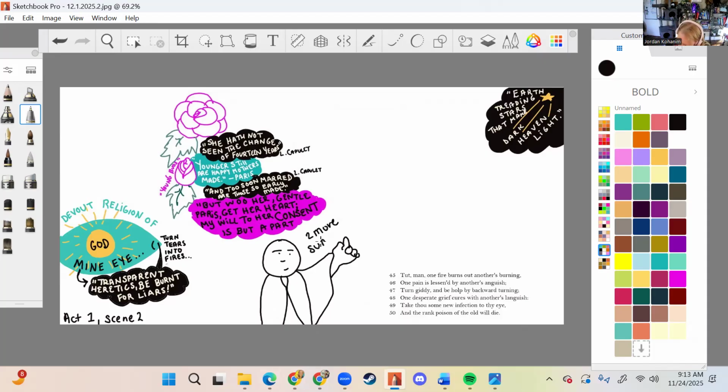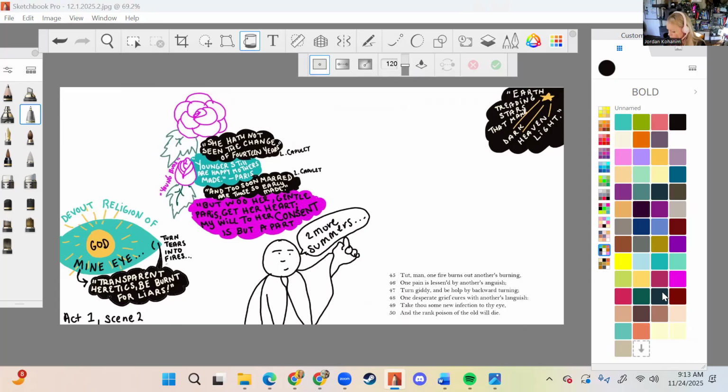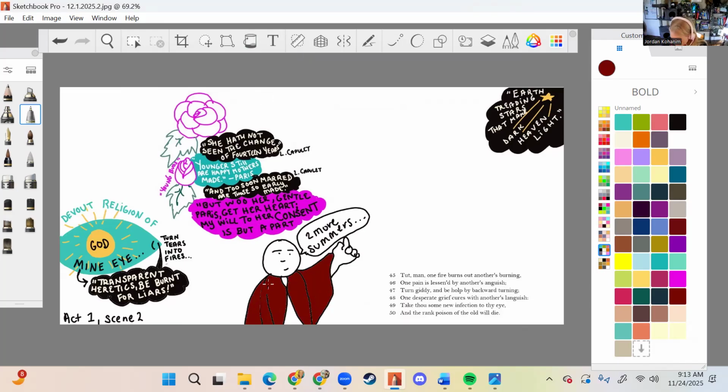Younger than she are happy mothers made. And too soon marred are those so early made. The earth hath swallowed all my hopes but she. She is the hopeful lady of my earth. But woo her, gentle Paris, get her heart. My will to her consent is but a part, and she agree, within her scope of choice lies my consent, and fair according voice.